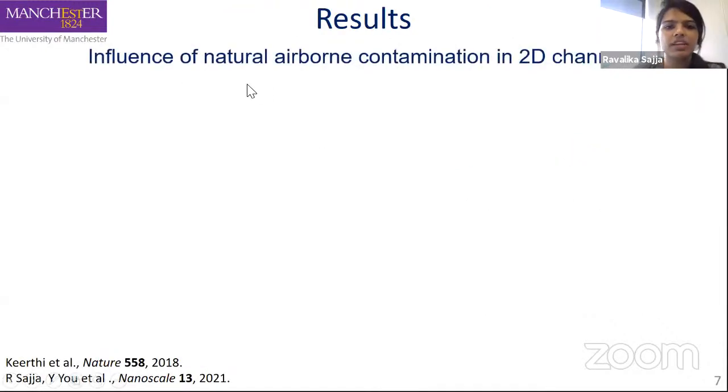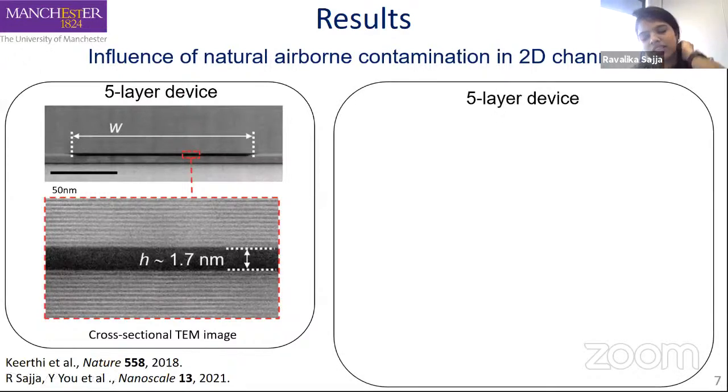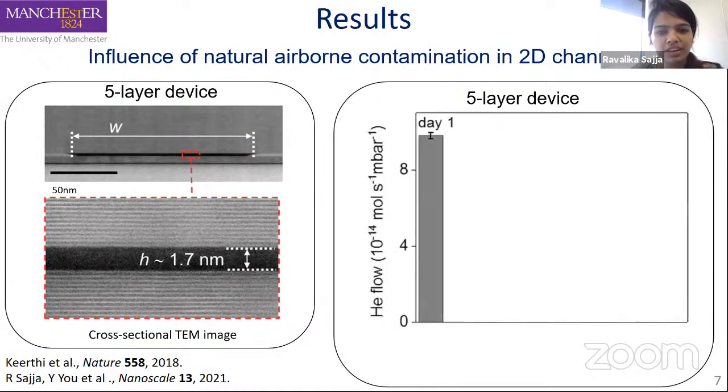So we started by studying the natural airborne contamination in these two-dimensional channels. For reference, this is the cross-sectional TEM image of how our device looks. Here we considered a 5-layer device, and hence the confinement height is about 1.7 nanometers. We see that when this particular device was left in ambient air for about 10 days, there was a high decrease in the gas flow rate. That indicated that there is a partial contamination in these channels, and hence this clogging reduced the gas flow.